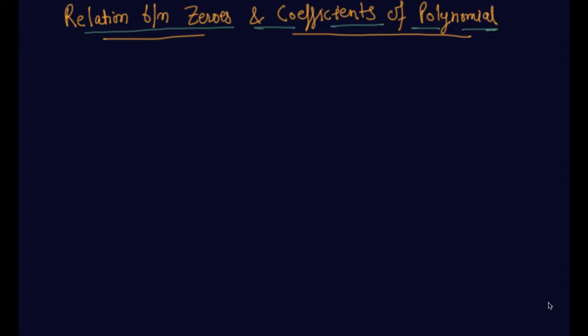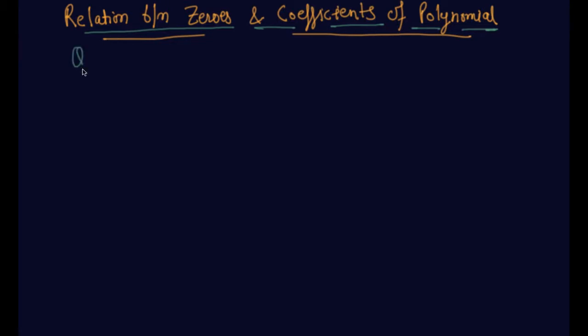Today we will cover in this video the relation between zeros and coefficients of a polynomial. In my previous video on polynomials, I taught you about polynomials of degree 1, degree 2 and degree 3, the basic polynomials, and the zeros of polynomials. So in this video we will cover how to find zeros and what is the relation between the zeros and the coefficients of a polynomial.